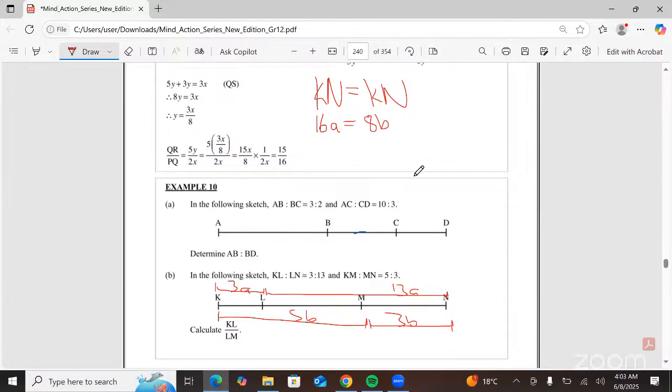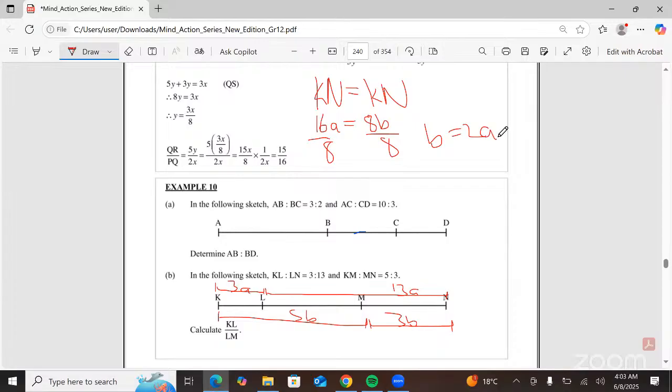Then it's 16a is equal to 8b, and then we divide both sides by 8. Now our b is going to be 2a, right? Yes, sir.